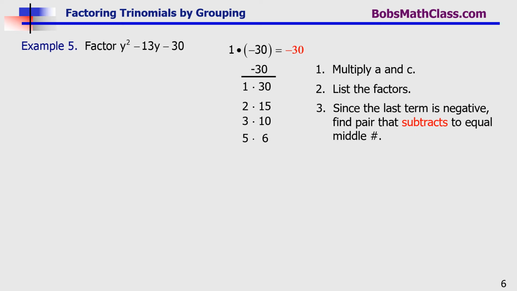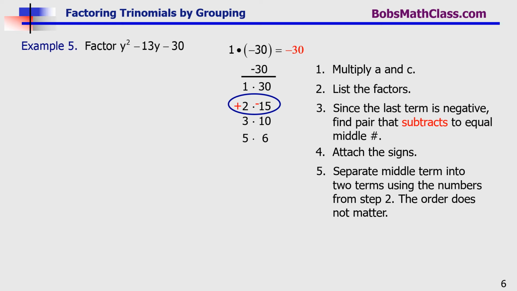Some people will use the 3 and 10 by mistake, but that subtracts to be 7. Now 3 and 10 will add to be 13, but we don't want those two numbers to add to be the given number. We want them to subtract. So that's why we need to use the 2 and 15. Now we can attach our signs. Again, we want a negative 13, so what should the signs be? Positive 2, negative 15.